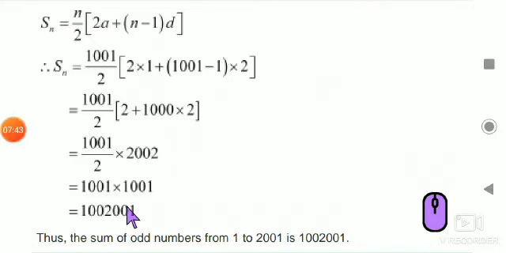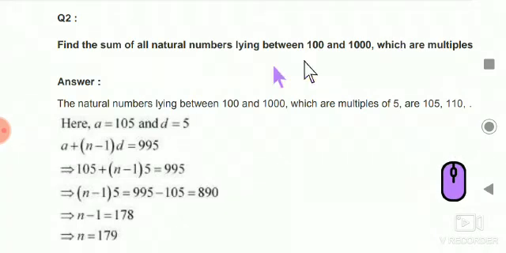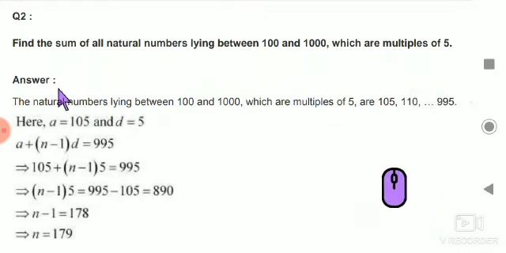Dear students, let me begin with the second question. Find the sum of all natural numbers which are lying between 100 and 1000, which are multiples of 5. These numbers are multiples of 5. Let me begin with the answer.